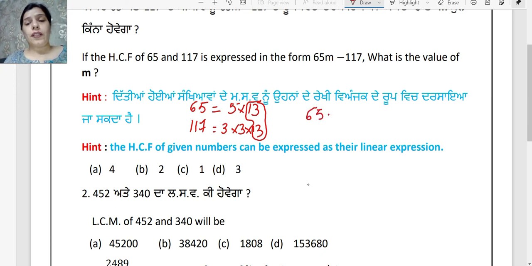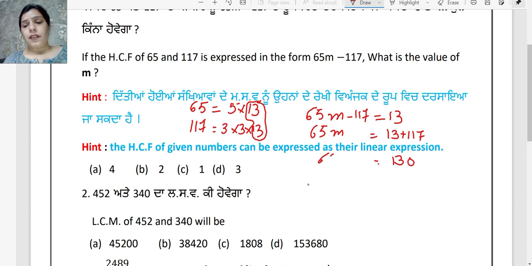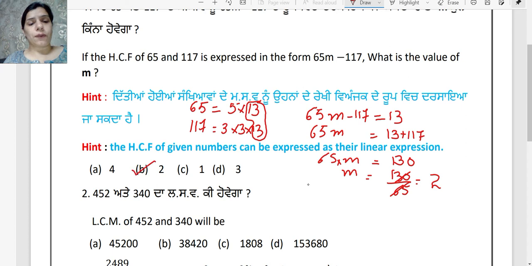Now what you have to do is, you will write 65m minus 117 is equal to the HCF. And what value of HCF have you calculated? That is 13. On the left hand side 117 is subtracted, when it goes to the right hand side, it gets added. So 117 plus 13 gives you 130. Here 65 and m are multiplied, so when 65 goes to the right hand side, it gets divided. And when you divide 130 by 65, you get the answer as 2. So my correct option is option B, that is 2.